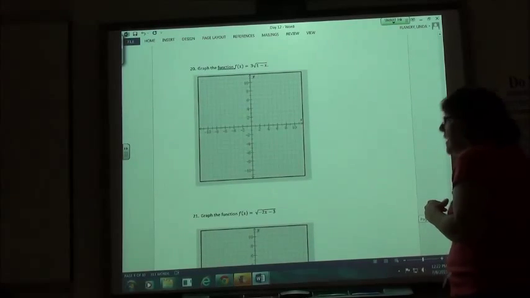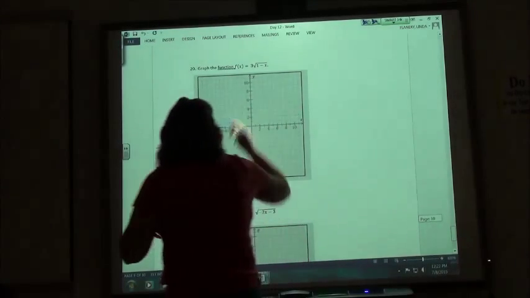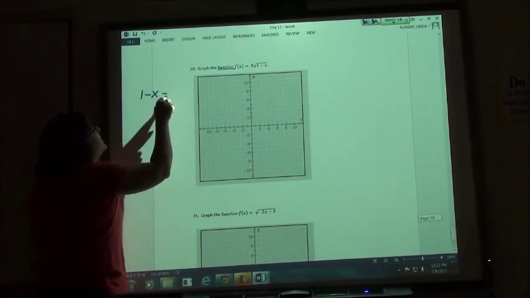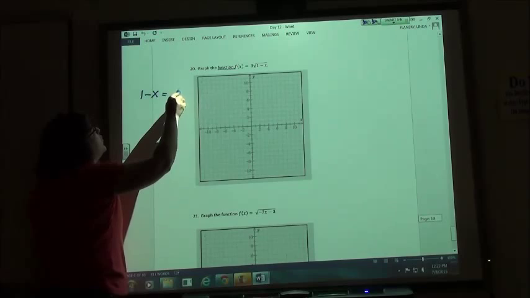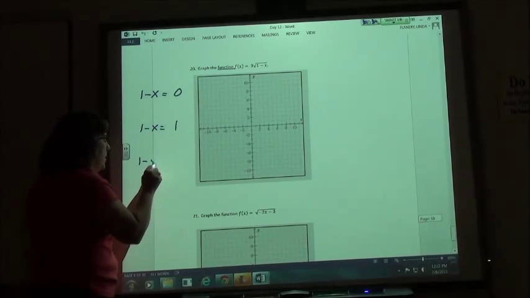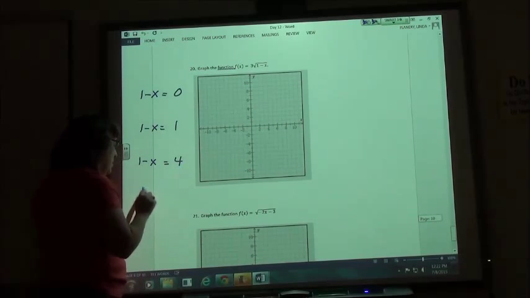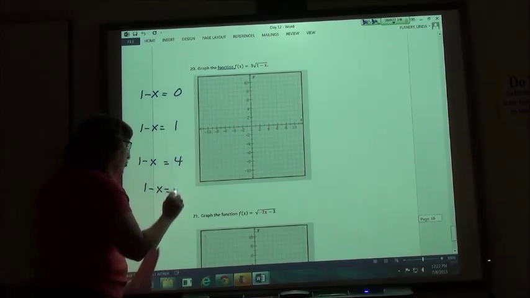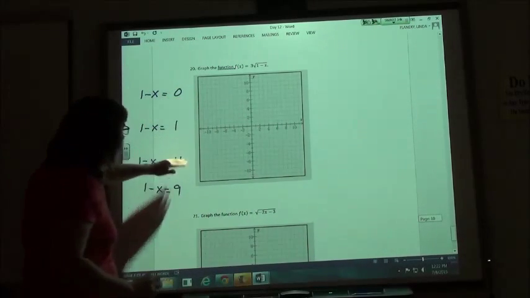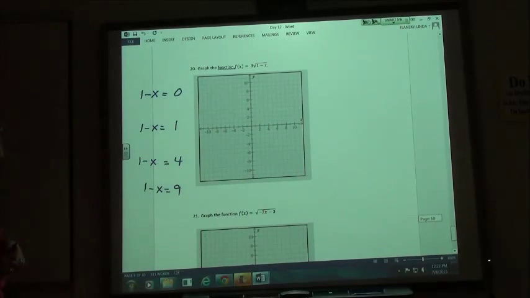So number 20, same kind of thing. I want to take the part that's under the square root, which is the 1 minus x, and set it equal to my first 4 perfect squares. So 0, 1, 2 squared is 4, and 3 squared is 9. I'm always going to use 0, 1, 4, and 9 because those are my first 4 perfect squares.